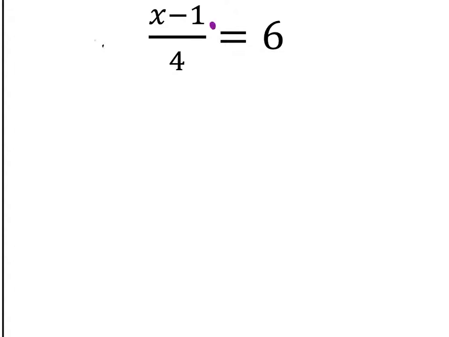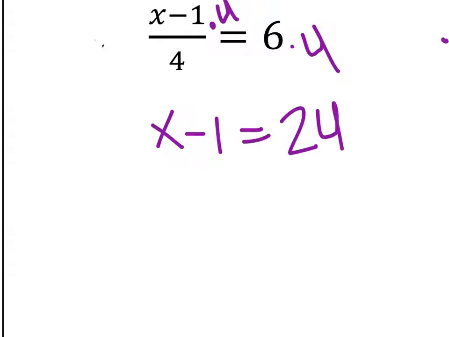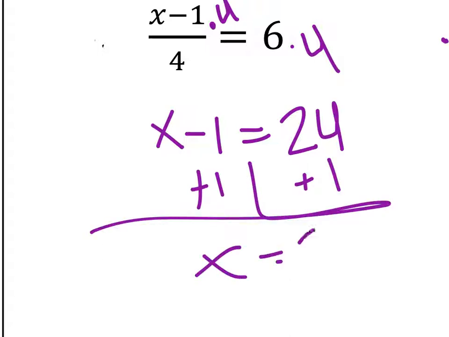Not sure if this is right or not, but I multiplied each side by 4, and then you get 24. Then you add 1, you get x = 25. Alright, so what happened to that 4 in the denominator from the beginning? It was divided, but then we multiplied it, and then it disappeared. Very good. So they do cancel out, right?